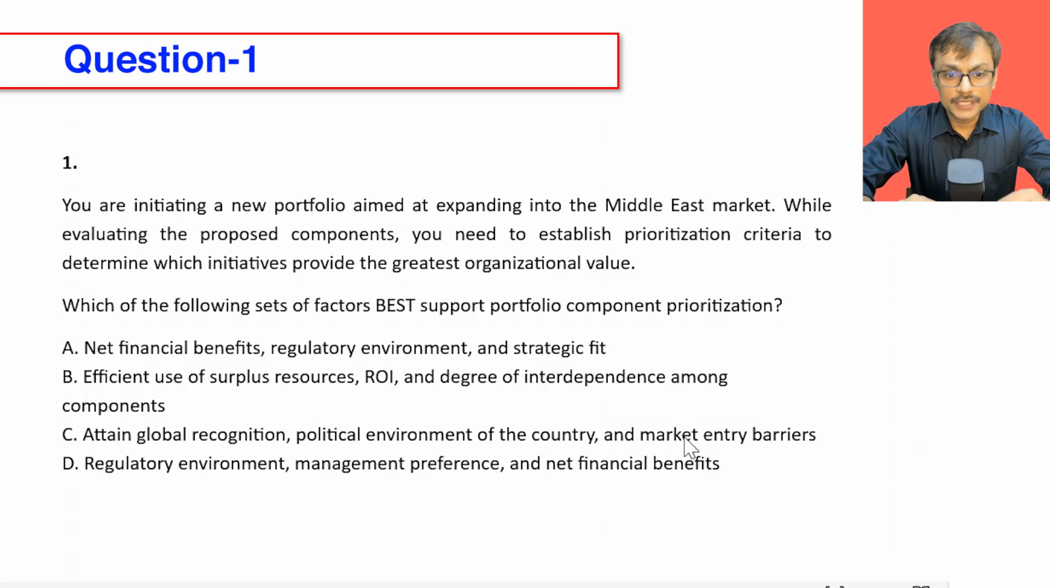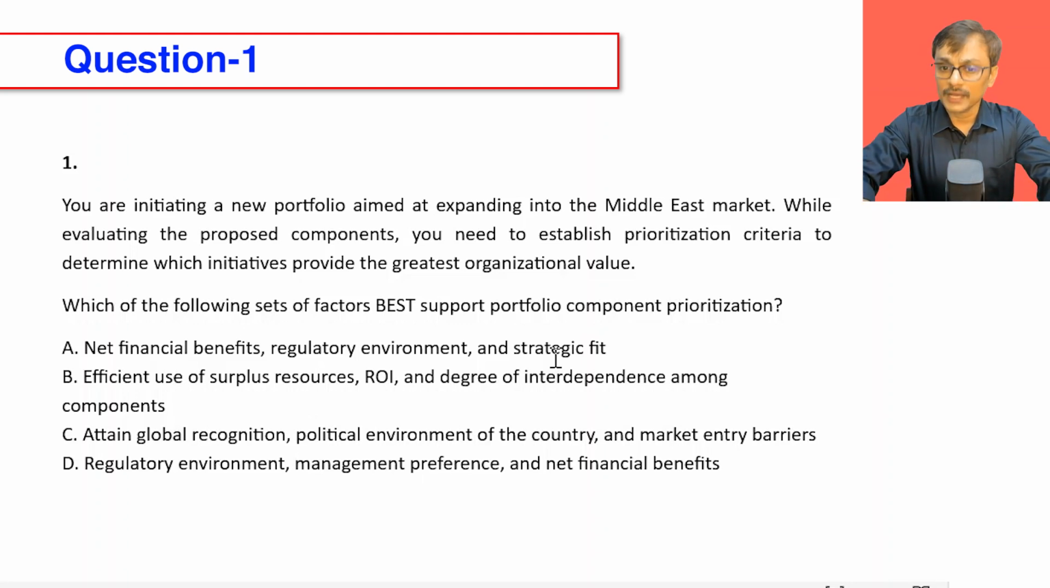Option D: regulatory environment, looks good. Management preference, may not be good. Net financial benefit looks good. In option D, the management preference, definitely I want to consider the management view, but rather than just management preference, I want to see strategic alignment. So the difference between A and D is management preference versus strategic fit. Strategic fit makes it more objective and clear that yes, I need to see which particular component is more strategic fit rather than which component management prefers.